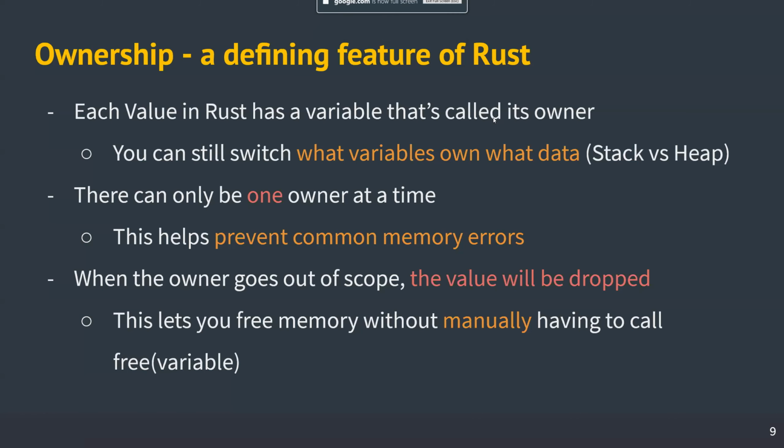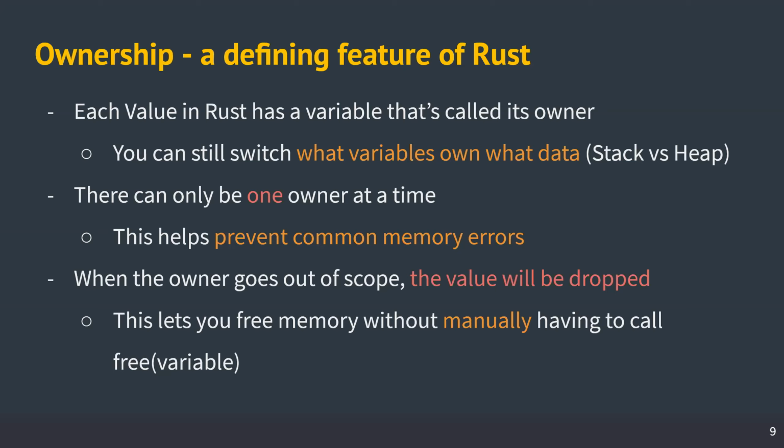So, we talked about how variables are immutable by default. It's really cool: pattern matching, iterators, all really cool stuff of Rust. But here's where it gets really awesome: the ownership. Ownership, as the slides say, means every single value in Rust has a variable that's called its owner. And then you can switch which variables own what data.